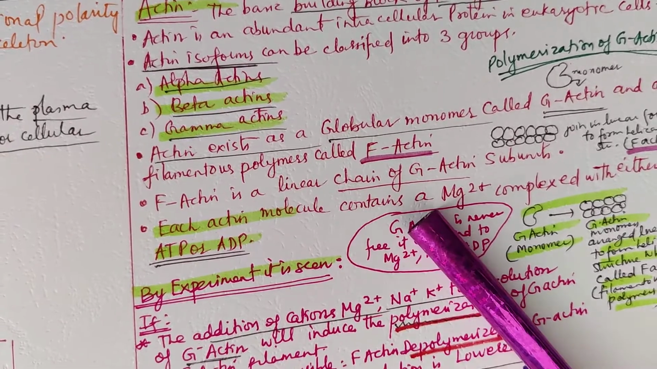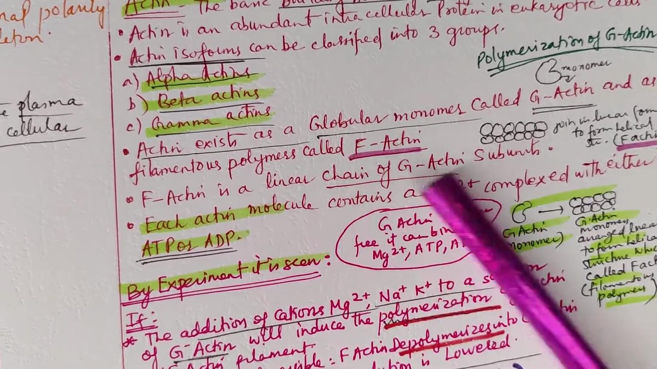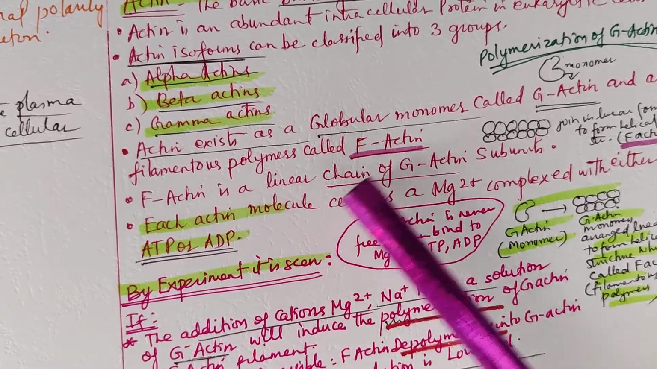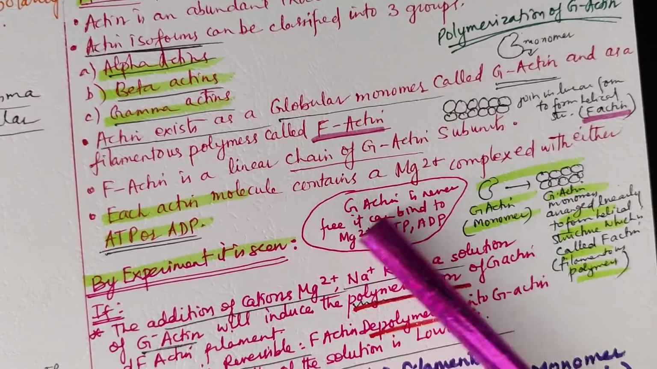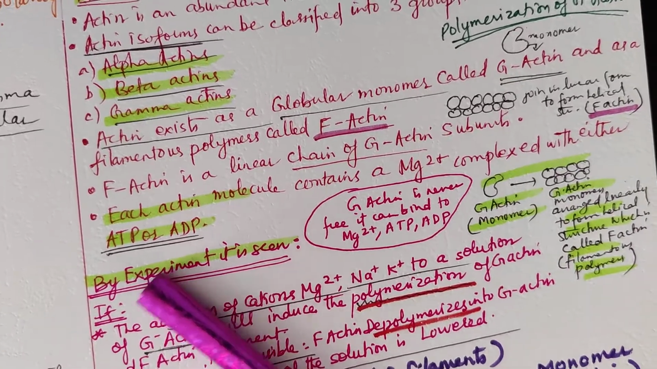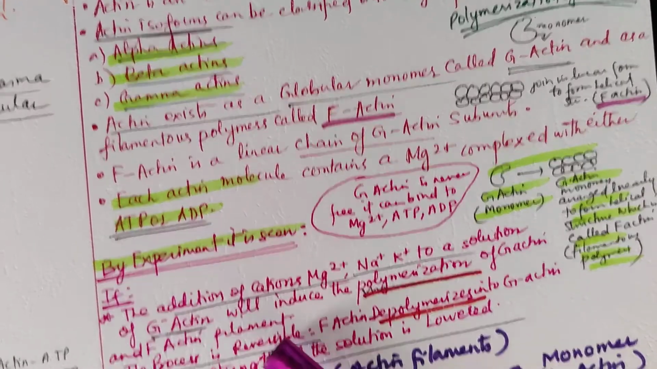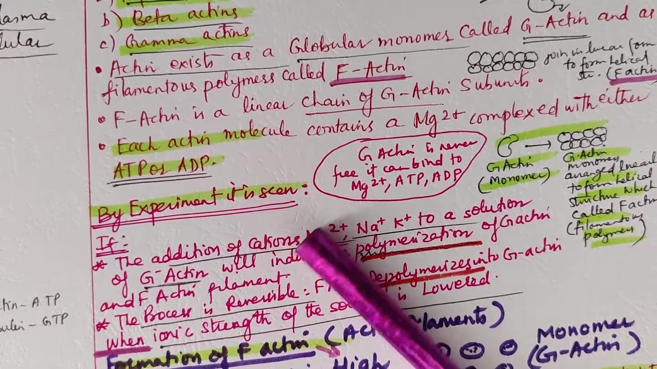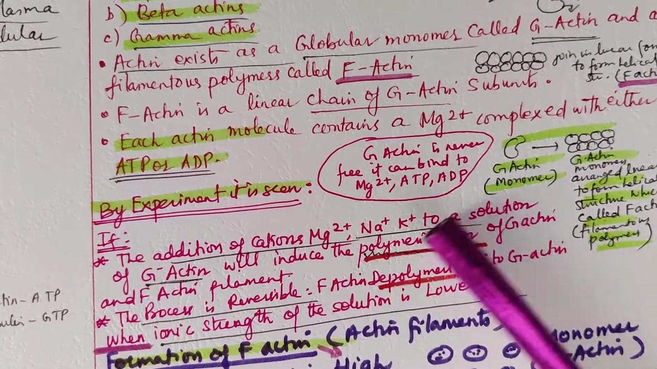F-actin is a linear chain of G-actin subunits, which are the monomers. So F-actin is a polymer. Each actin molecule contains a magnesium 2+ complex with either ATP or ADP. By experiment it is seen. One experiment I will show you here.